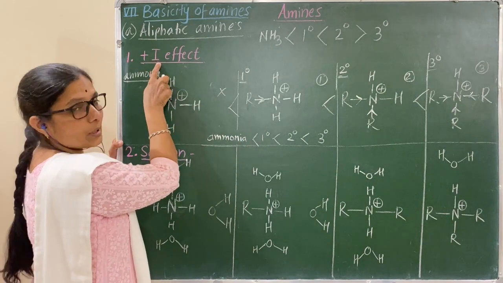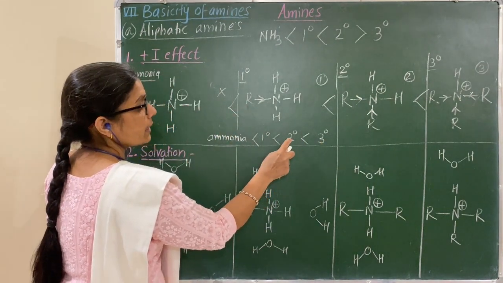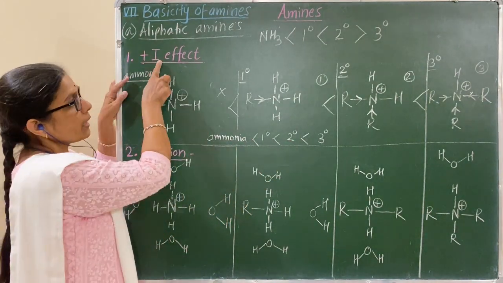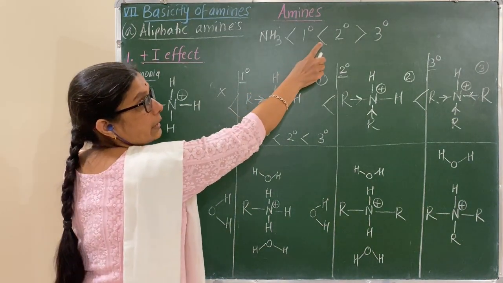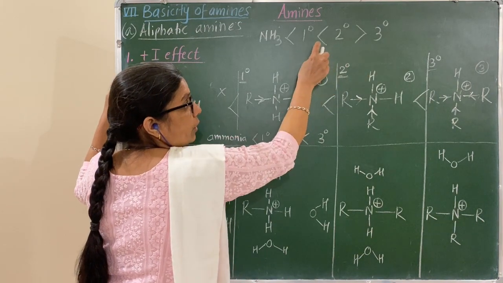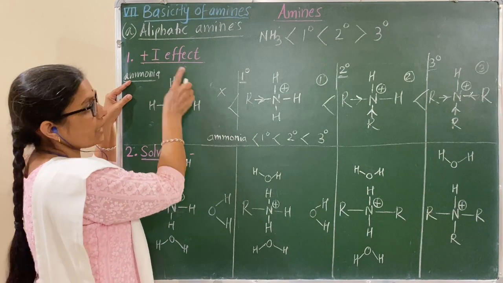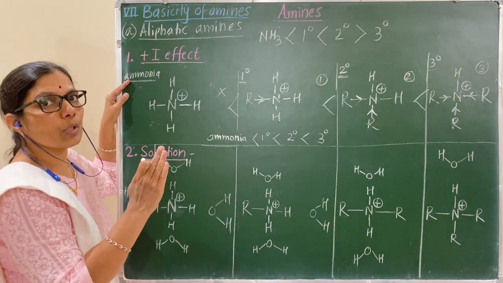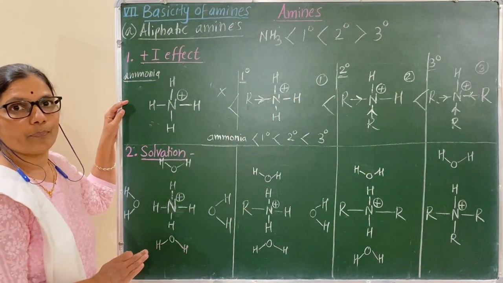Then according to this effect, this is a stronger base than this, this is a stronger base than this, which is a stronger base than this. Okay, here factor one. But the actually observed order is this one. Tertiary amine is weak, but the expected order is different. Can we explain that with the plus I effect? No. There are still some other factors responsible to explain the stability of that conjugate acid.